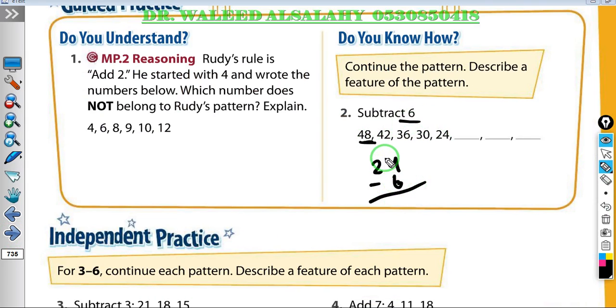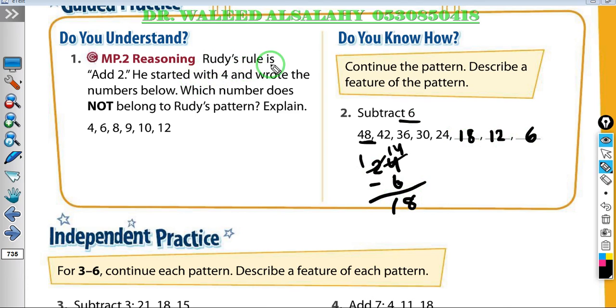4 minus 6, I cannot. This will be 1. This will be 14. 14 minus 6 is 8. Call the 1 down. The answer is 18. Subtract 6 from 18. It will be 12. Subtract 6. The answer is 6. This question is so easy.